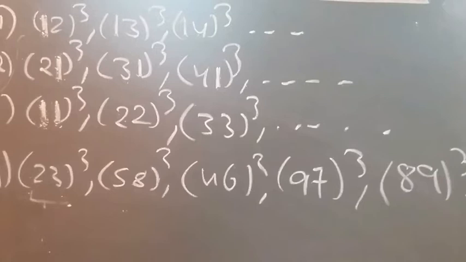If you want to watch the first two methods of cube of a number, like 12 cube, 13 cube, 14 cube, how to calculate the cube if the number has first digit equal to 1, and one more method if the number has last digit equal to 1, that is 21 cube, 31 cube, 41 cube, like that, I have explained in previous videos.